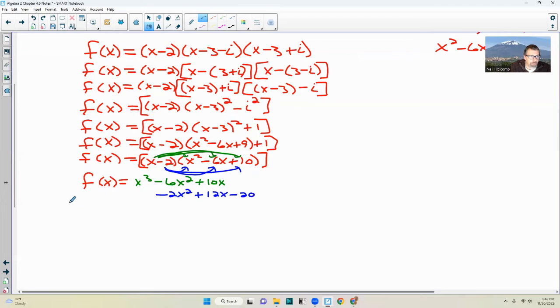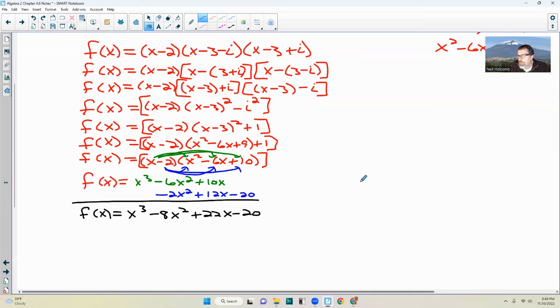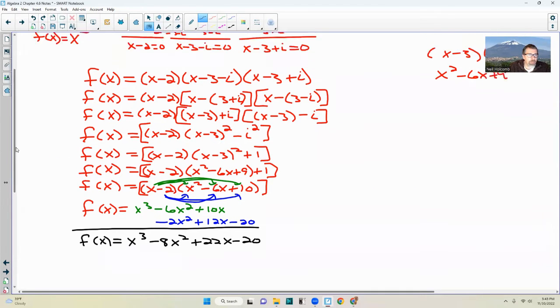All right, so I'm going to then just simplify this, and I get f of x equals x cubed minus 8x squared plus 22x minus 20. Whew. And there's our polynomial.